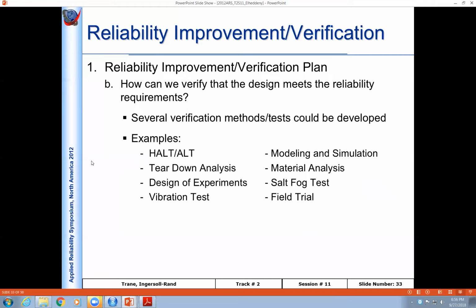All right, so let's assume we improve the design. Talk a little bit about how we're gonna verify that, or how can we test that. A lot of different testing techniques. This is not even a full list. The most common one is HALT and ALT.